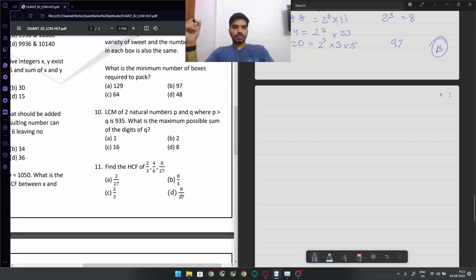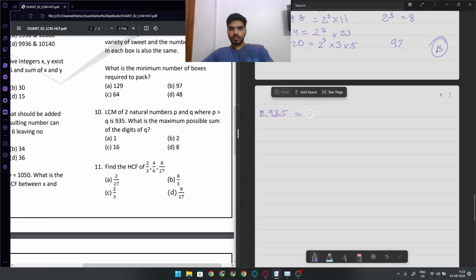What is the maximum possible sum of the digits of Q? First of all, 935 is equal to 5 into 11 into 17, if you want to check it. This is the factorization. Most of these questions, if they have big numbers, that means they will be a product of 2, 3, or at most 4 big prime numbers.